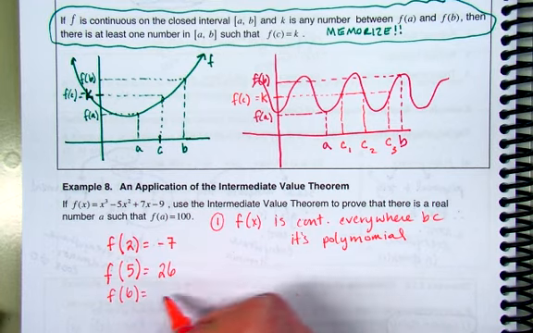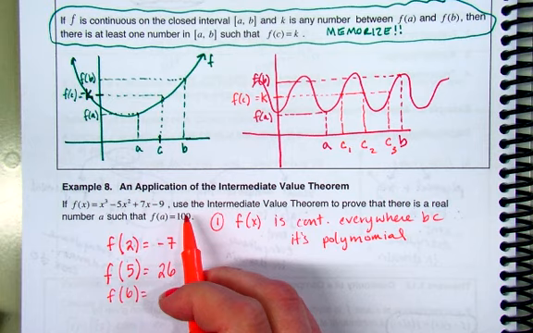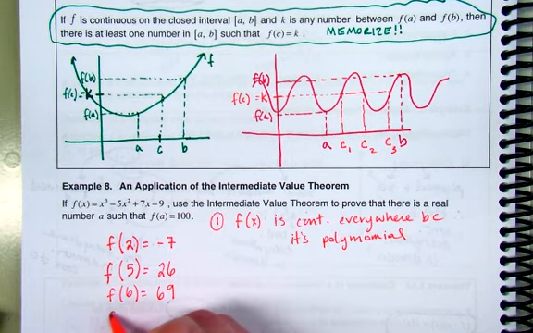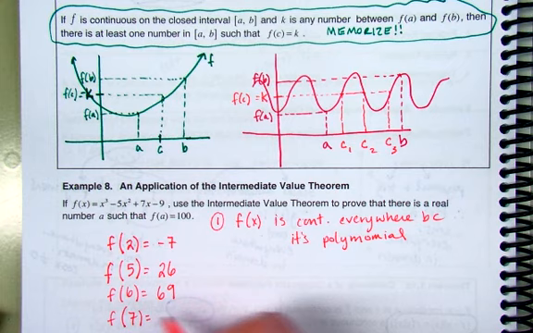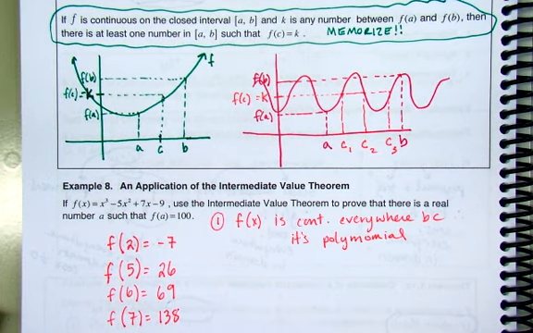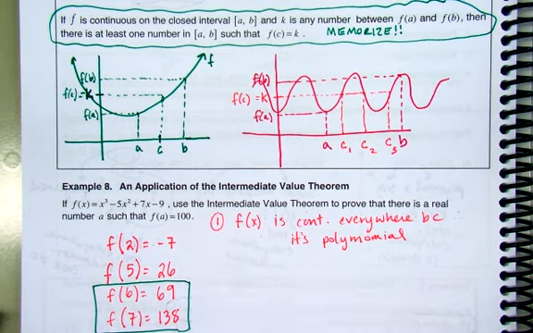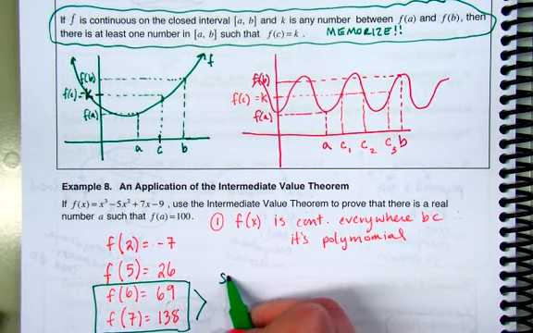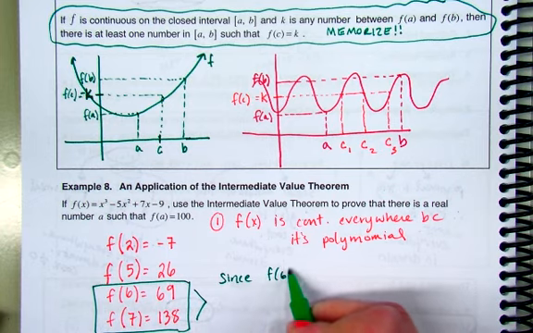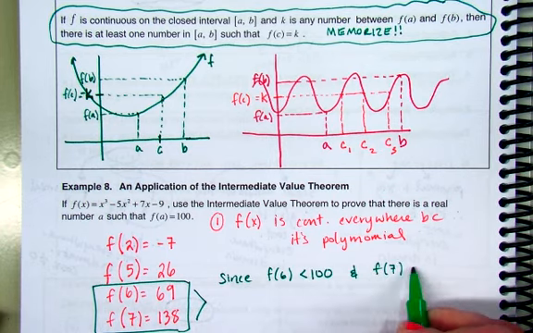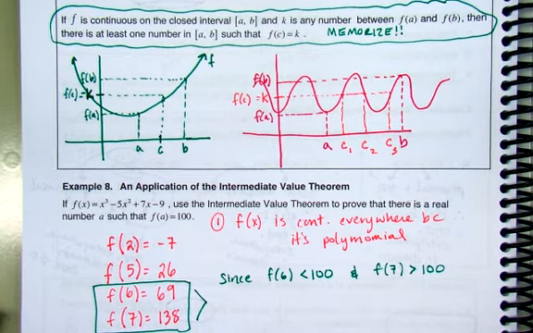Let's try 6. Again, using your calculator, typing that all in, you can use your store function. You should get 69, and then f of 7 gives you 138. So that's the interval I'm looking for right here, right? So basically what I see here, f of 6, right? So since f of 6 is less than 100 and f of 7 is greater than 100, right?